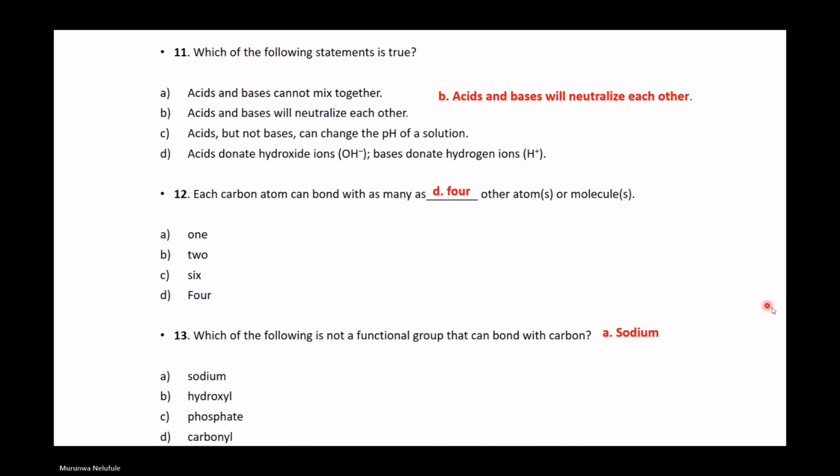So to add on that, can I add? Sure, thank you. Also because sodium is metal and carbon is non-metal. There we go. So yeah. Are you answered, sir? Yes, thank you, sir. I am.